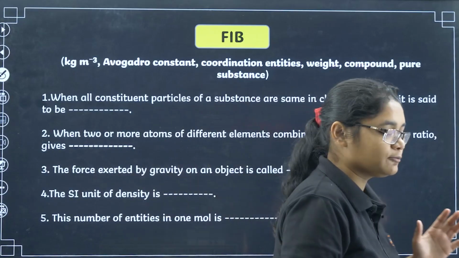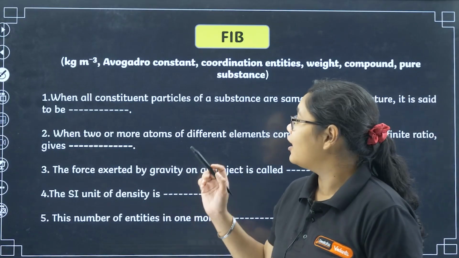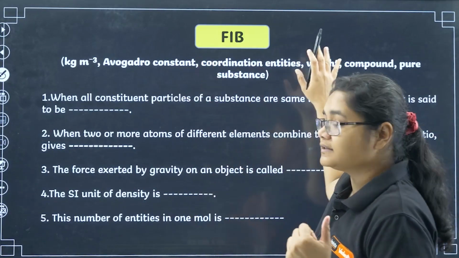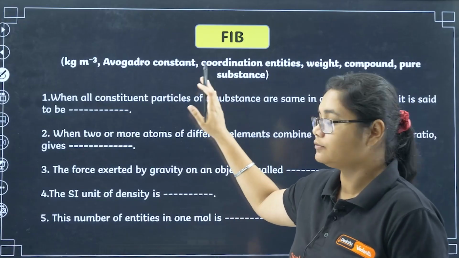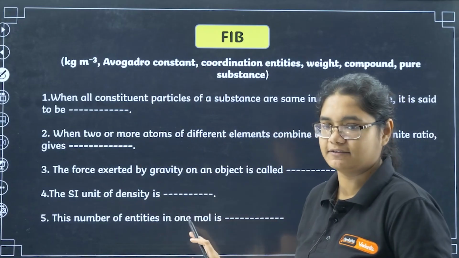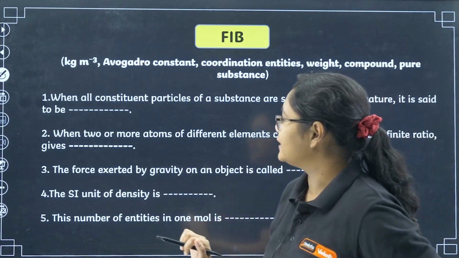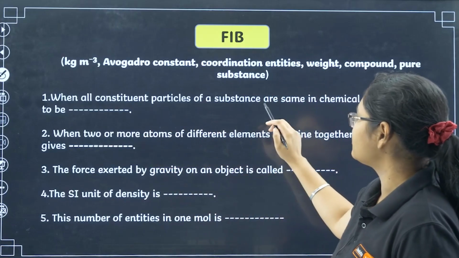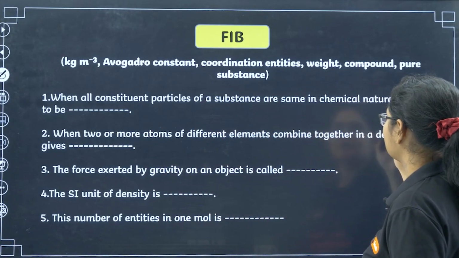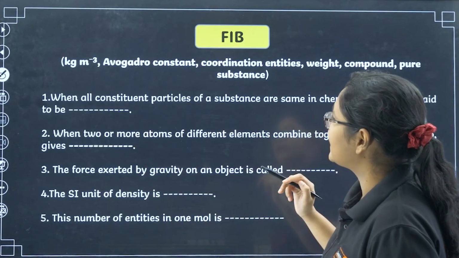So in fill in the blanks type questions, you will be given certain words that you need to fill in. So question number 1 here is, when all the constituent particles of a substance are same in the chemical nature, it is said to be.